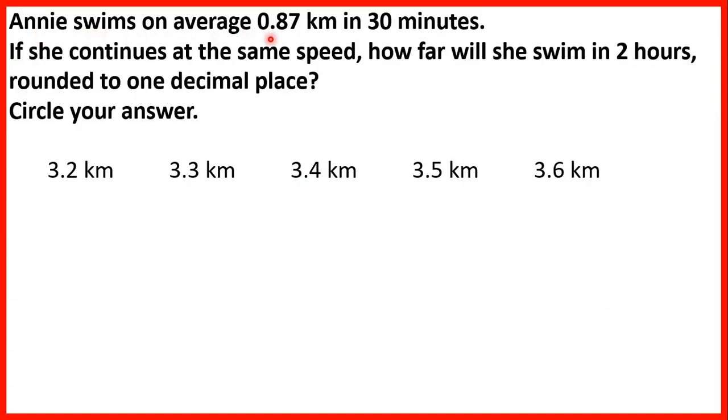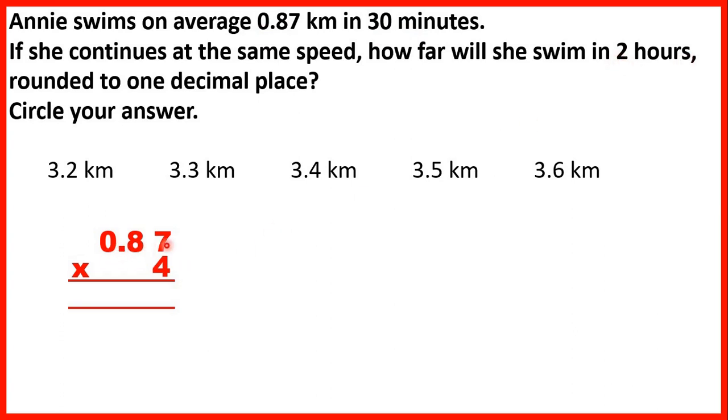Annie swims on average 0.87 kilometres in 30 minutes. If she continues at the same speed, how far will she swim in 2 hours, rounded to one decimal place? Circle your answer. So we know how far she swims in 30 minutes. So to find how much she would swim in 1 hour, we could multiply by 2. But to see how far she will swim in 2 hours, we need to multiply 0.87 by 4, because 4 30 minutes is 120 minutes, so the same as 2 hours.